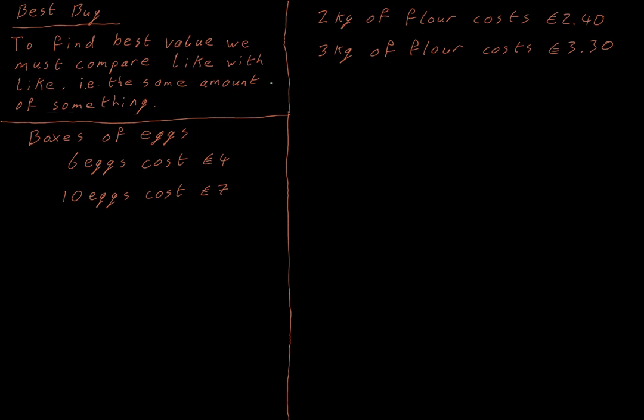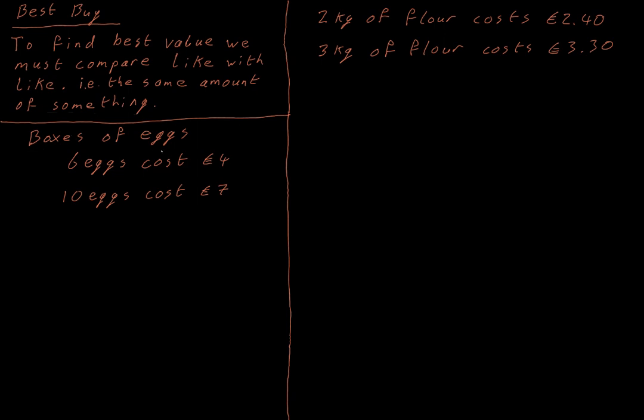Hello. Now we are going to look at the idea of best buy. What's the best value for money that we could get if we're comparing different products together? And as so often happens with comparison, the key is that we are comparing like with like. In this case, that means the same amount of something in each case. So let's look at two examples, keeping in mind that the key idea is we must compare the same amount of something, compare like with like.